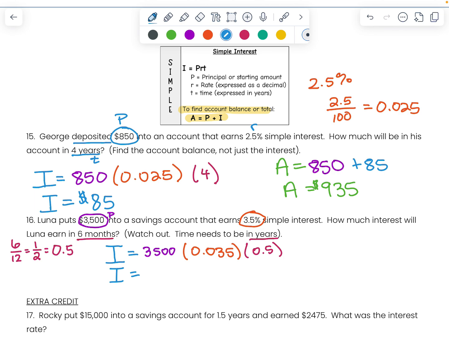3,500 times 0.035 times 0.5, and we get 61.25. And it's money, so we have a dollar sign. Now let's go up and look at what it asks for. This one says how much interest, so we found our answer. There it is. That's all we had to do.